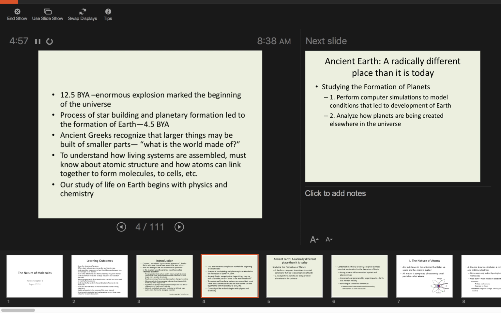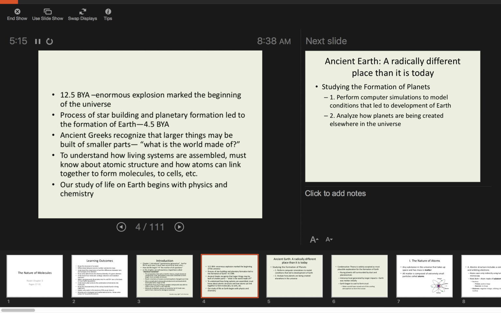They literally thought, okay, if I take this piece of paper and I rip it in half, and I take one half of that paper and I rip it in half again, and I just keep ripping this piece of paper in half, eventually I'm going to get to what paper is made up of. So this is the idea of where the atom came up. What is the world made up of?